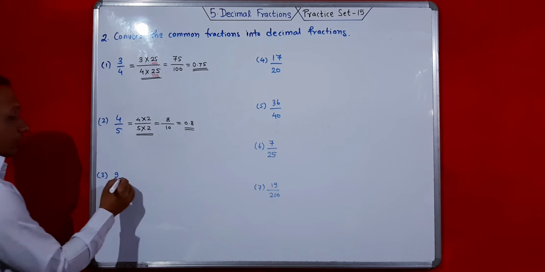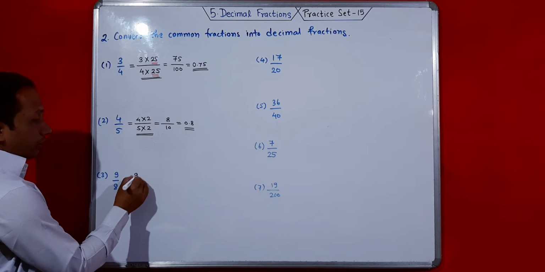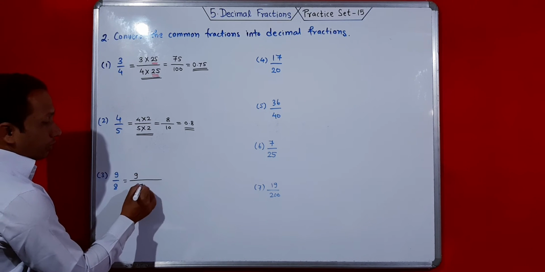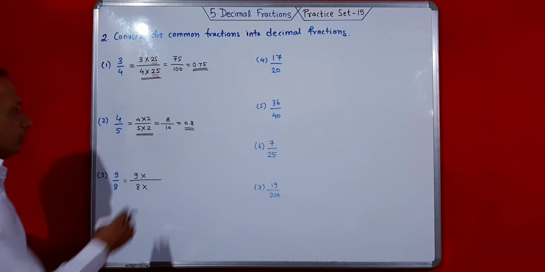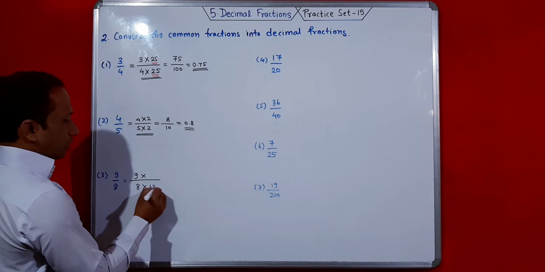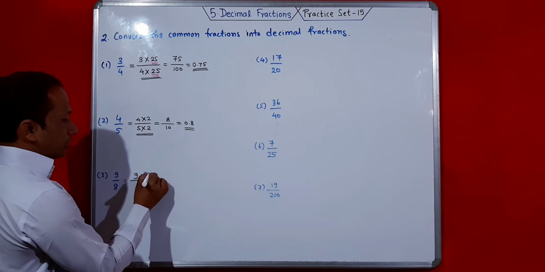Now 9 by 8. I have to do this now. This looks complicated, but if 8 is given, just multiply by 125, and multiply the numerator by 125 also.